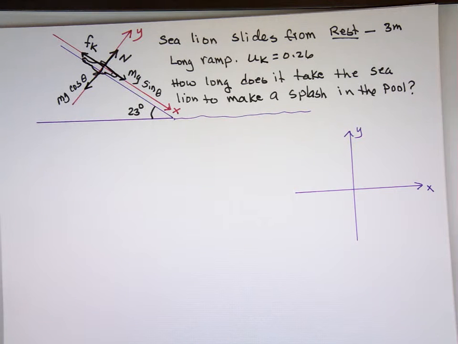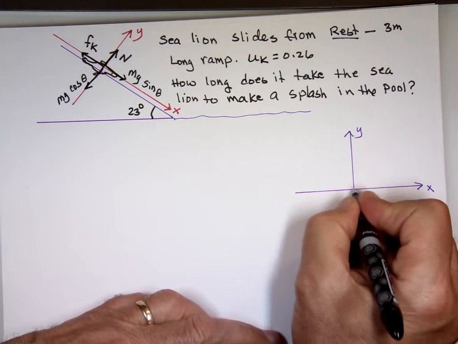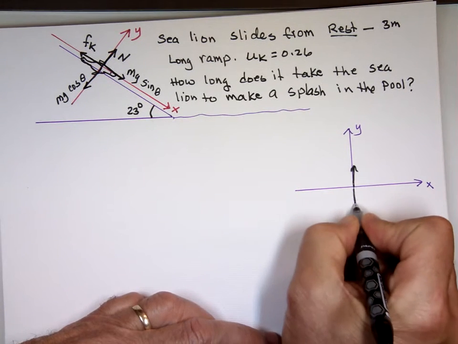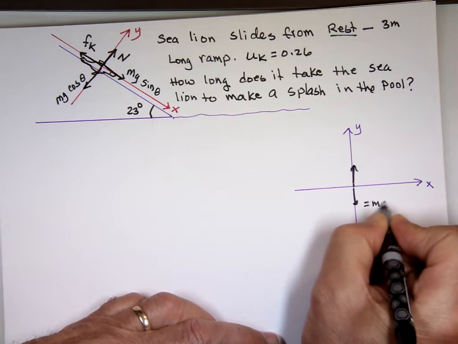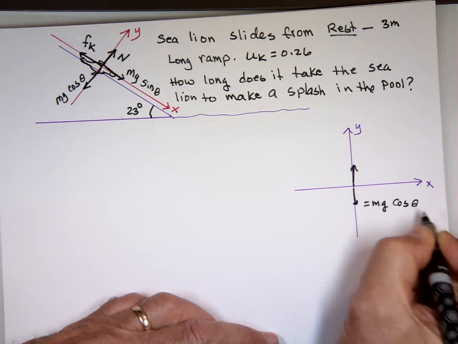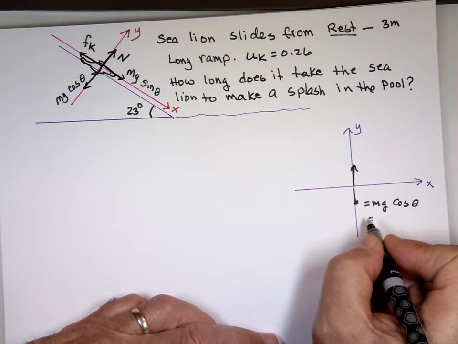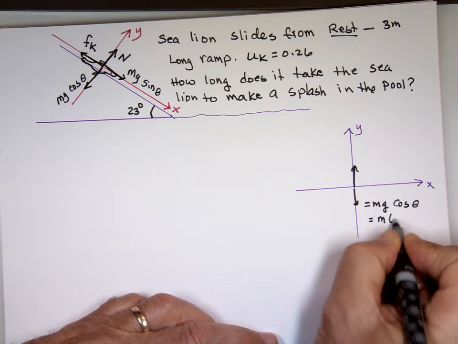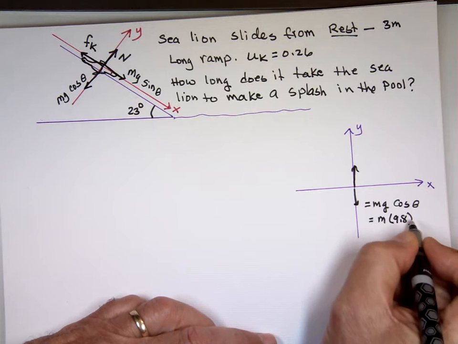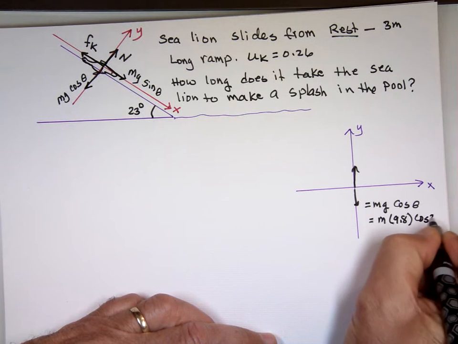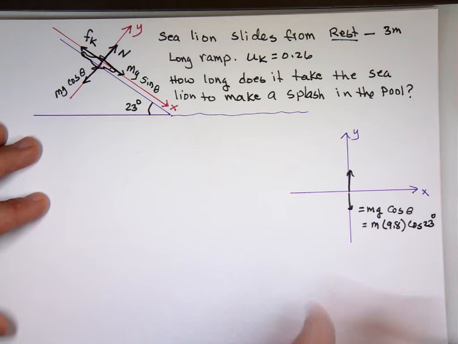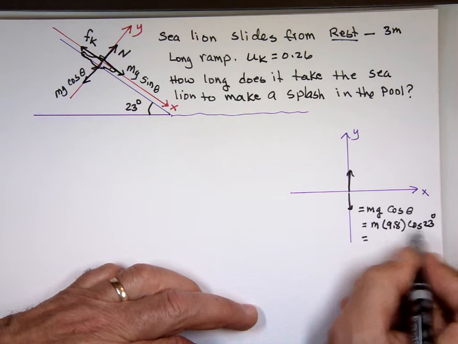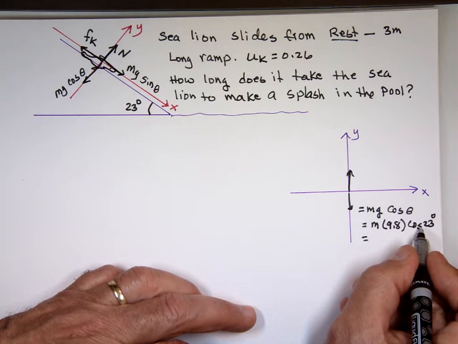Again, we have the normal force pointing upward. I don't know it yet. I have no idea what the value of it is. I have this one equals mg cosine theta. We know what m, the sea lion, oh no, I don't have the mass of it. Okay, m, gravity 9.8, cosine of 23 degrees. Theta is 23. So if you do this times that, it'll be 3.83 m.